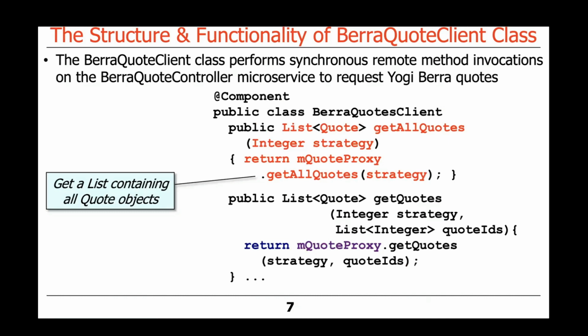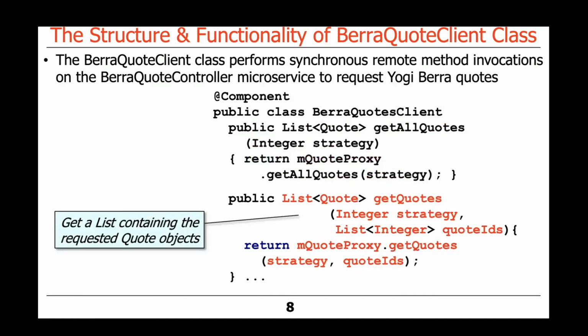Here's an example of what the getAllQuotes method looks like. So as you can see, this is going to take a strategy integer indicating one of the implementation strategies like parallel streams or sequential streams or so on. And it's going to make a call through this thing called a proxy, mQuotesProxy, and that will go over to the server and get all the quotes back and return them as a list.